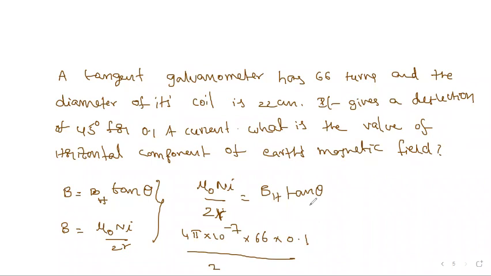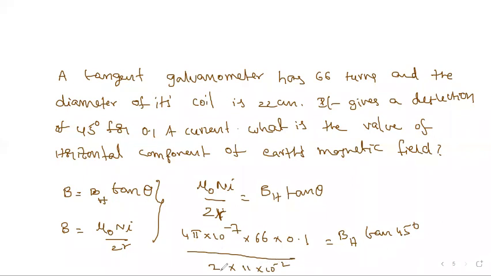Then the radius value is only 11 centimeters. That means 11 into 10 power minus 2 is the value we have to calculate for BH, and theta is given as 45 degrees. Then we can just solve this question. Tan 45 is equal to 1 only.